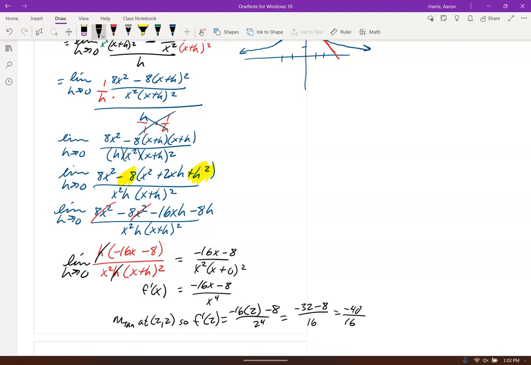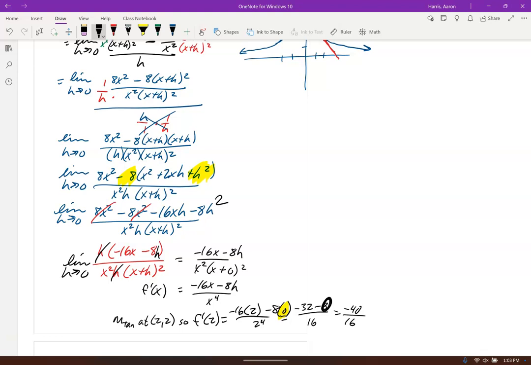That should be an h squared. Oh, I'm so sorry. So I take negative 16h, I take an h out, and I still have an h there, which means I have a 0 there. So I have a 0 here, right? So that's got to be a 0 right there.